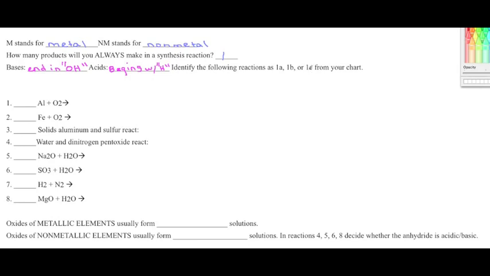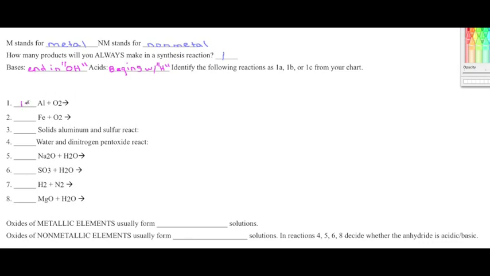I'm going to show you how each of these forms. I'm going to do a couple of them with you, and then I'm going to ask you to complete the rest on your own. Let's look at the first one. I've got Al plus O2. Your first task is to decide what type of reaction this is, whether it's 1A, 1B, or 1C. Since you don't see any water in this reaction, you can automatically eliminate 1B and 1C, so it's got to be 1A.